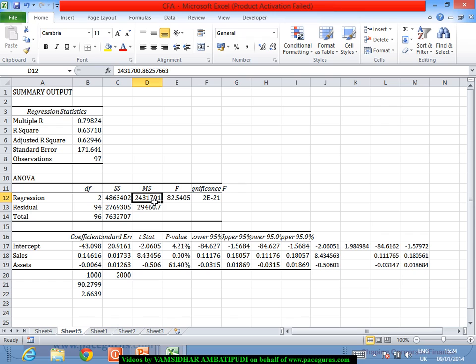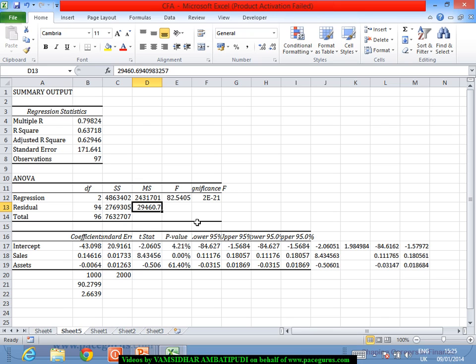Then the mean sum of squares is nothing but the sum of squares divided by the degrees of freedom. Here, 2.76 million divided by 94 comes out to 29,000.